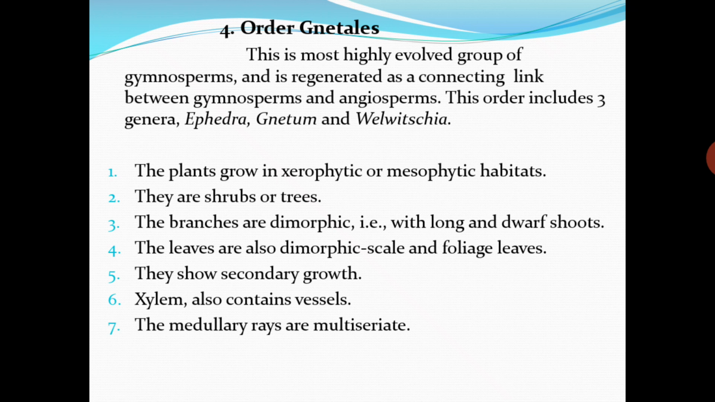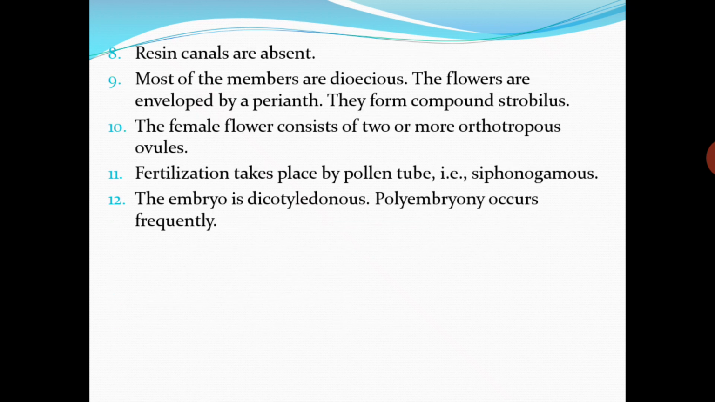They are shrubs or trees. The branches are dimorphic, with long and dwarf shoots. Leaves are also dimorphic, both scaly leaves and foliage leaves. They show secondary growth. Xylem also consists of vessels. The medullary rays are multiseriate and resin canals are absent.